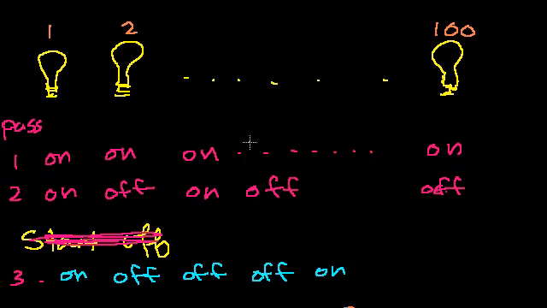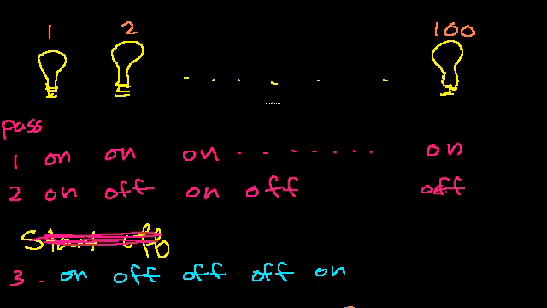So when do we know that a light bulb is being switched? If I'm on the second pass, I will switch, I don't want to say turn on, it might already be on, every light bulb that's divisible by 2. And then if I'm on the third pass, I'll switch every light bulb that's divisible by 3.